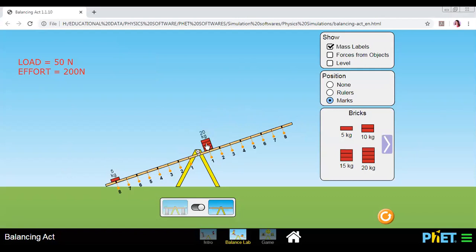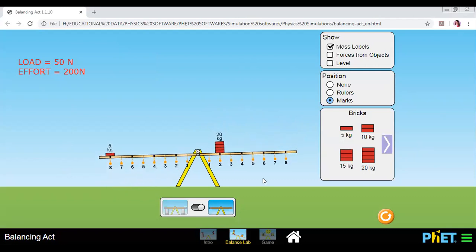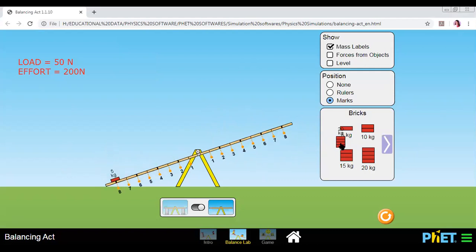See, sorry, I will keep it at 2 and I will be able to lift it. See, so I have lifted it. Yes or no? So here, yes, I can do the opposite as well.